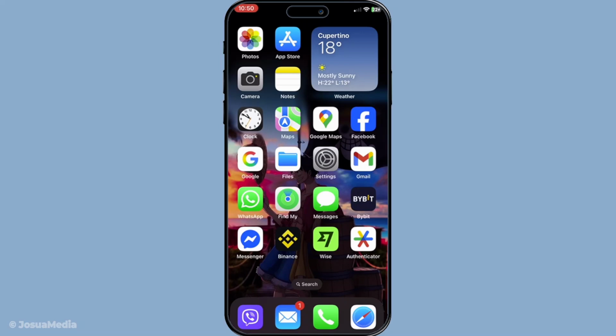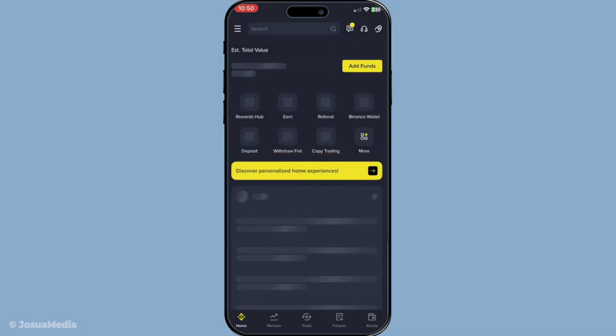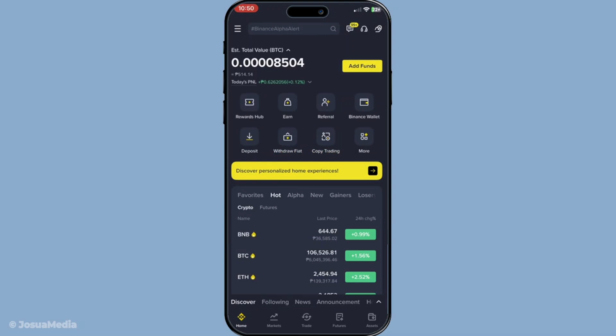First, let's begin by opening the Binance website or app. You can easily access it through your web browser or by using the Binance app on your smartphone. If you don't have an account yet, you will need to register and complete any necessary verification processes to ensure that your account is ready for trading. Once you're logged in, familiarize yourself with the interface, as this will be where you conduct your trades.